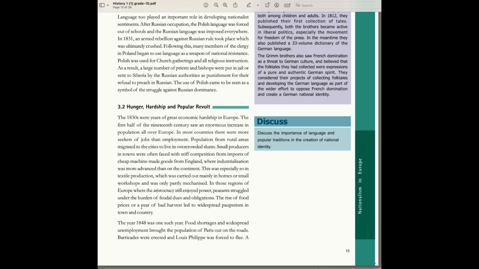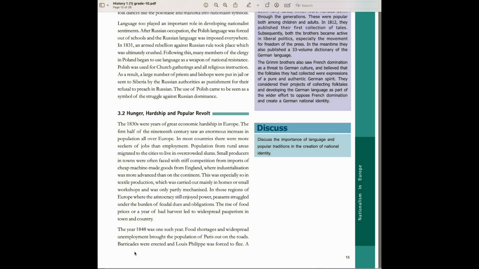Small producers in towns were often faced with stiff competition from imports of cheap machine-made goods from England, where industrialization was more advanced than on the continent. This was especially so in textile production, which was carried out mainly in homes or small workshops and was only partly mechanized. In those regions of Europe where the aristocracy still enjoyed power, peasants struggled under the burden of feudal dues and obligations. The rise of food prices or a year of bad harvest led to widespread pauperism in town and country.